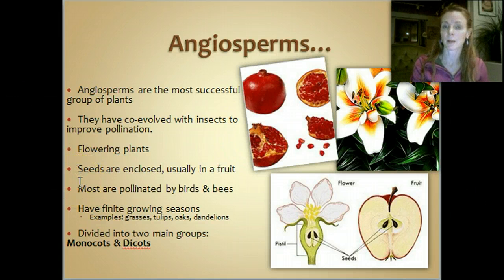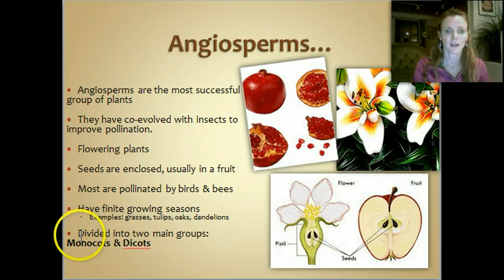Most are pollinated by birds and bees. Oh, the birds and the bees. Yes. Okay, they have finite growing seasons. So basically grasses, tulips, oaks, dandelions, those things can just constantly grow. Okay, they'll come back. Some of them, like take for instance tulips, those are perennials, so those will come back every year. Other things like dandelions, same thing. Grasses, same thing. They will constantly keep growing regardless of the season.